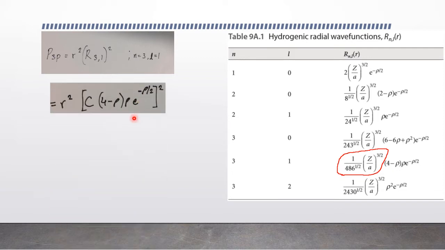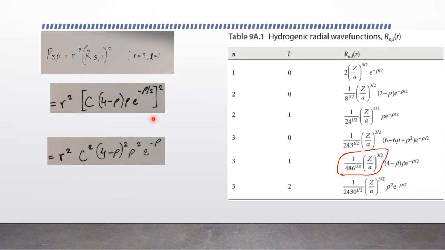After substituting it over here, we will get r squared times a constant, which is this one, times 4 minus rho times e to the power of negative rho over 2. And this entire function is squared, as seen from here. After distributing the square, you will end up with r squared times c squared, the constant squared, times 4 minus rho squared, and e to the power of negative rho, since the 2 will just cancel out.